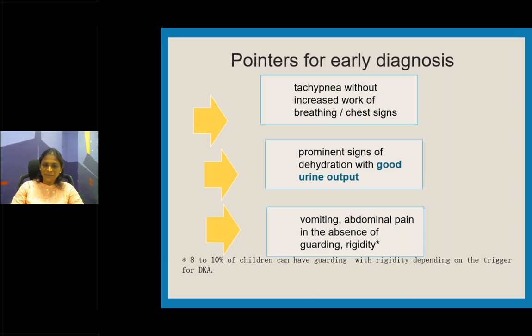Vomiting and abdominal pain: on examination, we might have a diffuse mild tenderness, but there is absence of guarding and rigidity. All these suggest a systemic cause rather than a GI or abdominal cause for the vomiting and abdominal pain. Approximately 8 to 10% of children can have guarding with rigidity if the trigger for DKA decompensation is appendicitis or pancreatitis.